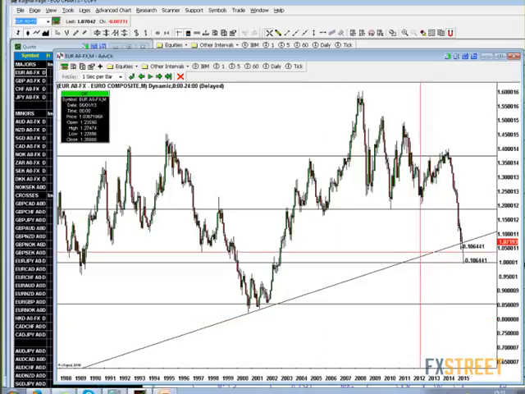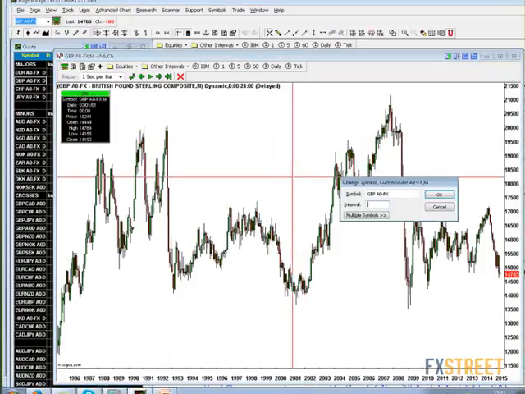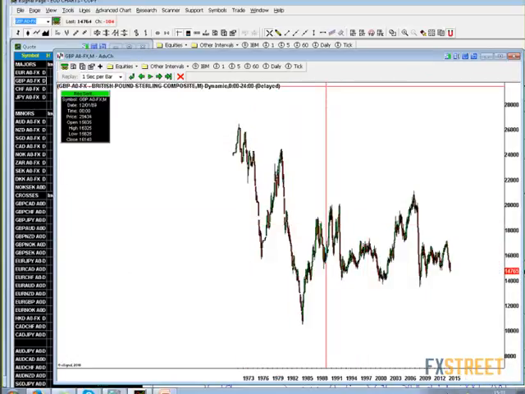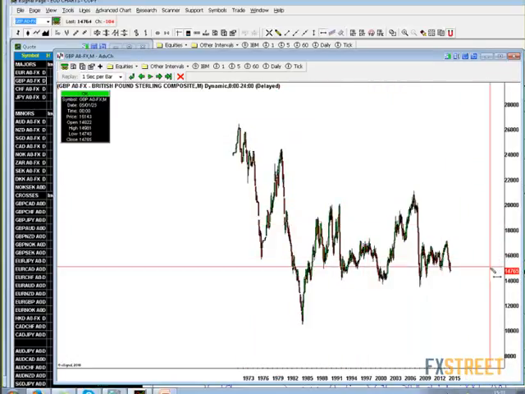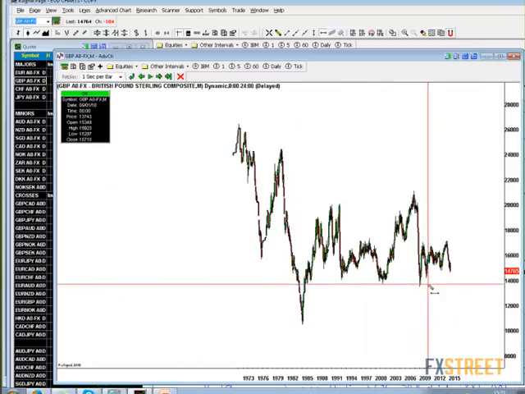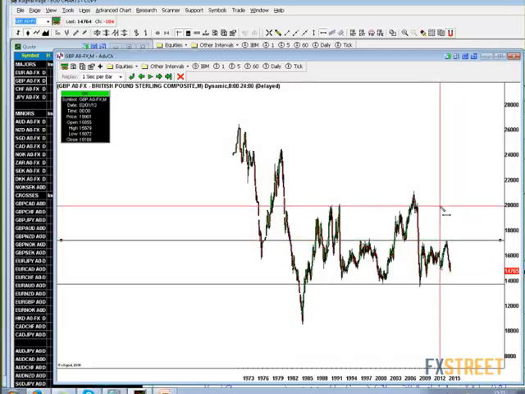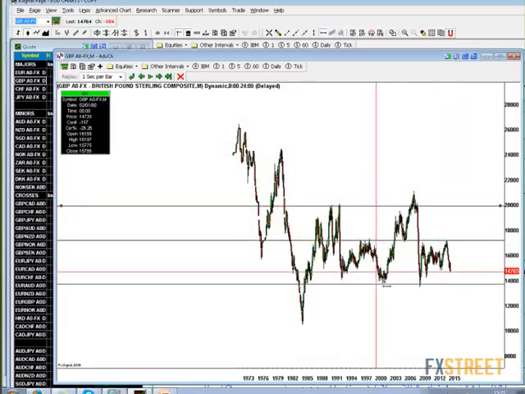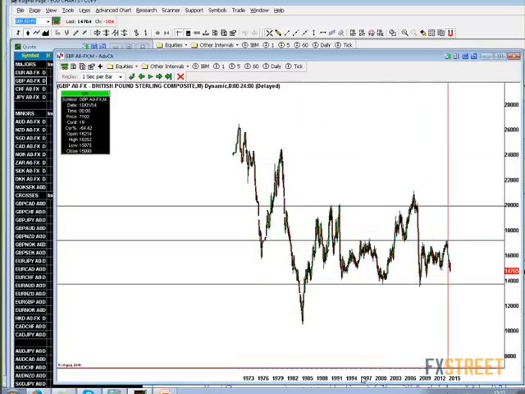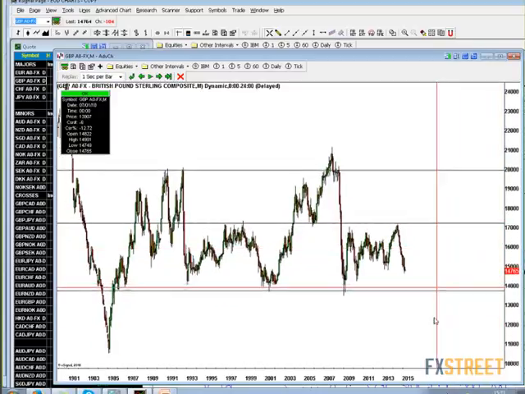Let's look at cable. Let's go up to the monthly. There we go. So you've got some horizontal levels here, here, here. Don't worry too much, they're thousands of pips away from the current market. I would say just keep it relative to where the market really is, because it can take years to travel all the way down to here.